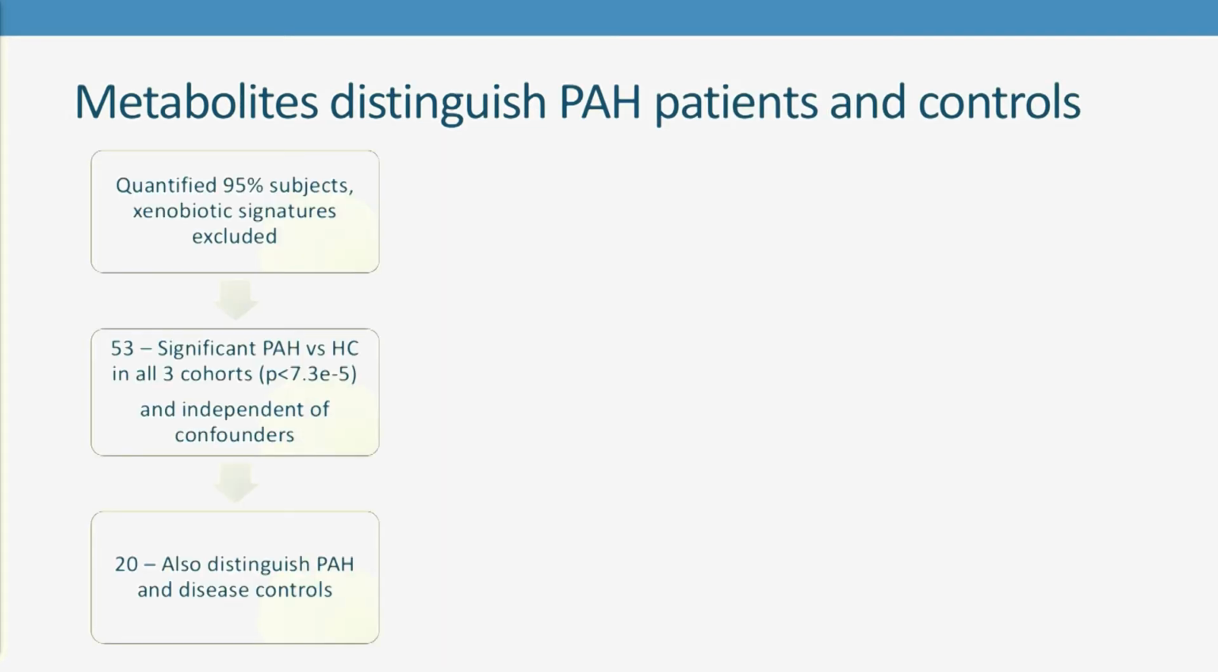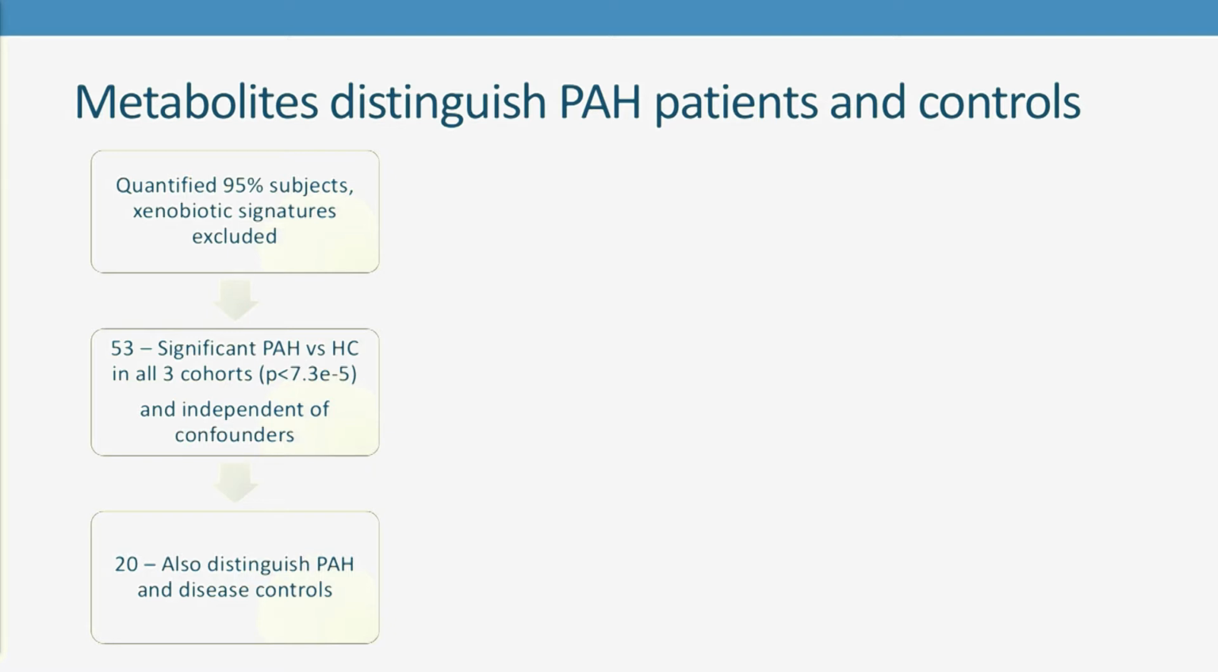So the first thing we wanted to do was to show this signature of PH in our patients, and for the metabolites that we're interested in, we wanted to make sure we're only looking at very high quality, well-quantified metabolites. So we only included those that were detected in at least 95% of subjects. And we're only interested in biologic metabolites, so we excluded xenobiotic signatures. We were able to show from an initial analysis of around 1,400 metabolites that 53 were significantly changed in PH patients compared to healthy controls in all 3 cohorts after Bonferroni correction.